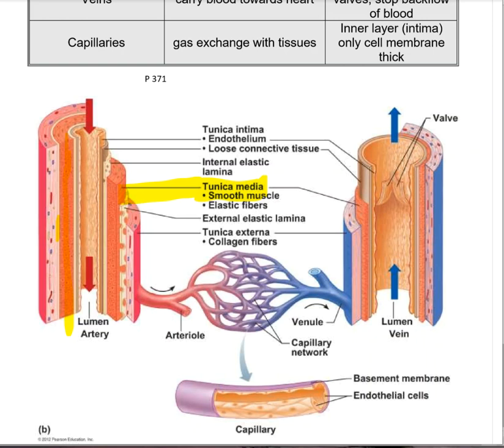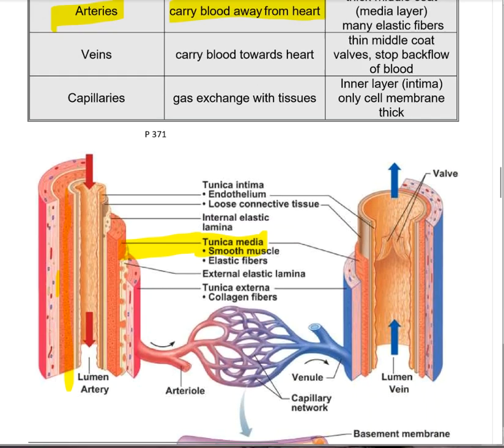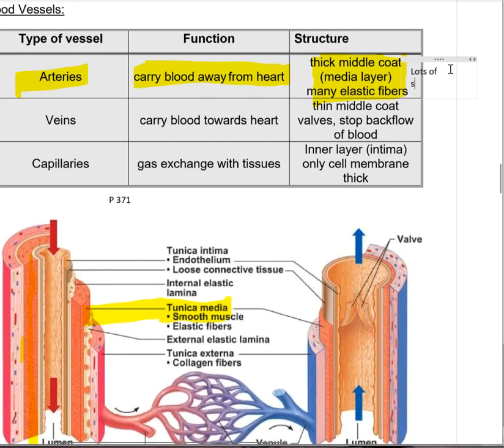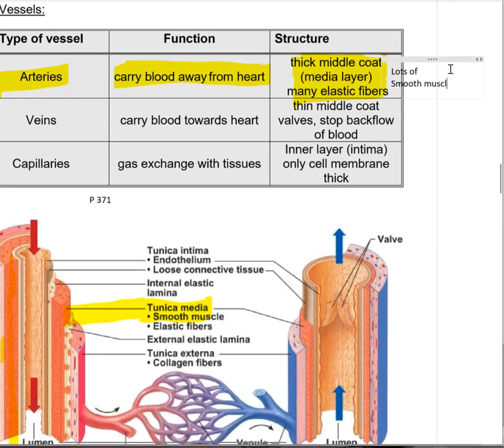There's also a lot of elastic fibers because arteries will stretch. Whenever we pump blood out of the heart and into them, they stretch, and then they need to contract back. So that's one clue that we're in an artery: a thick middle coat, many elastic fibers, and I'll even write over here, lots of smooth muscle. Okay?